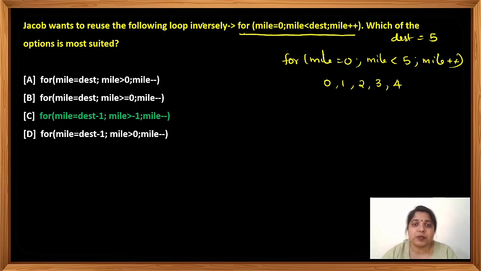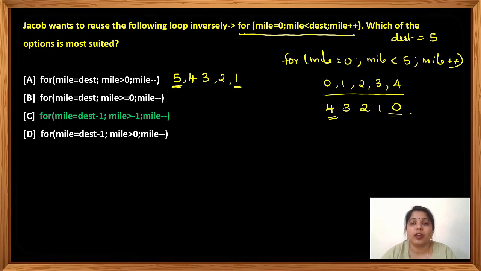We will see the options one by one. First option: for mile equal to dest, mile greater than 0, mile minus minus. So mile equal to dest means it is starting from 5, mile greater than 0: 5, 4, 3, 2, 1. It is executing 5 times only, but it is starting from 5. What Jacob wants is to reuse this code inversely. Inversely means it is starting from 4: 4, 3, 2, 1, 0. Here it is just inverse, but it is starting from 5 and ending at 1. We want it from 4 to 0. So we'll see if any other option is more suited.